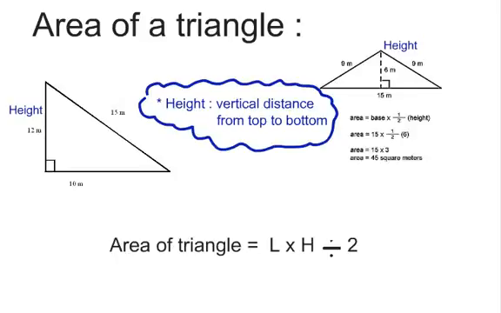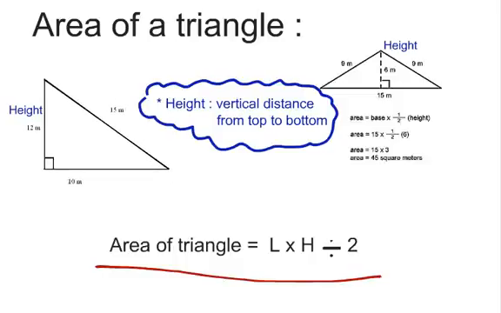The area of a triangle is a bit different. So the area of a triangle is measured with the formula written at the bottom here. Length times height divided by 2. Why do we need to divide by 2? Well, it's simple. If you look at the right triangle here, you can see that the triangle is like half of a rectangle. So I don't need that part. So that's why I divide by 2 using the same formula.